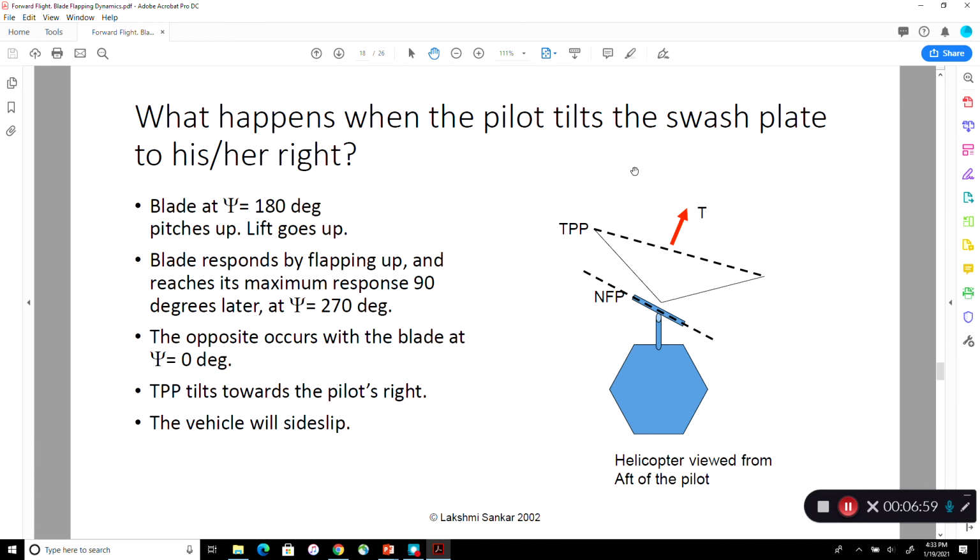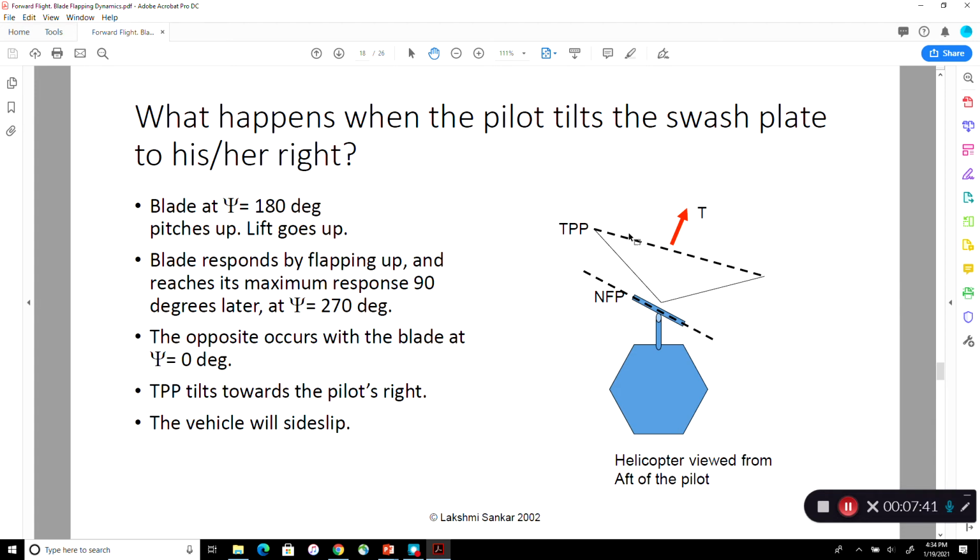What happens if the pilot tilts the Schwarz plate to the left or right? So let's say that the pilot switches the Schwarz plate to the left. Then the push-pull rod to the pilot's right will come down. Above the rotor disc, I should say, in the Schwarz plate, it will come down above the pilot's head. Then the blade behind the pilot will pitch down. Alpha has decreased, lift has instantaneously decreased, but the blade response will take place 90 degrees later, so the blade tip will come down to the pilot's right. Same thing, the opposite will happen to the blade to the pilot's left, it will come up.